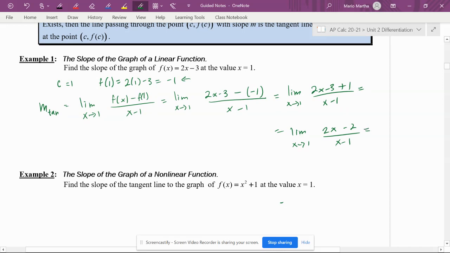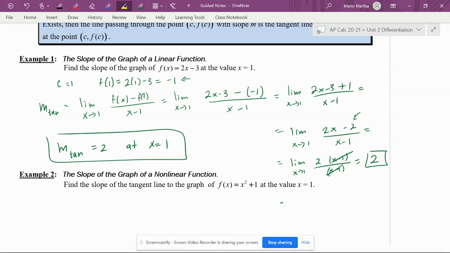Now, if you try direct substitution, you'll notice you get an indeterminate form, 0 over 0. So we factor the numerator, which has a common factor of 2. The limit as x approaches 1 of 2 times (x minus 1) over x minus 1. We eliminate that, and we just have the limit of a constant, which happens to be 2. So the slope of the tangent is equal to 2 at x equals 1.